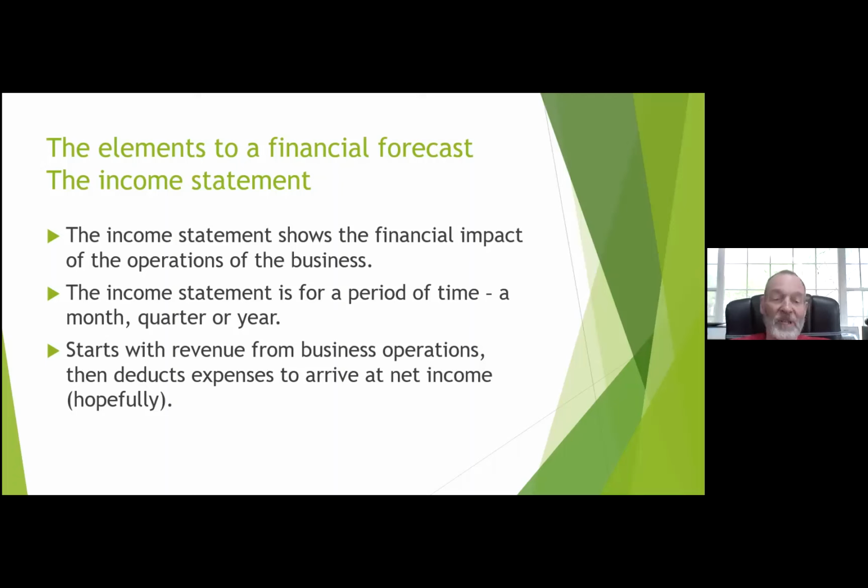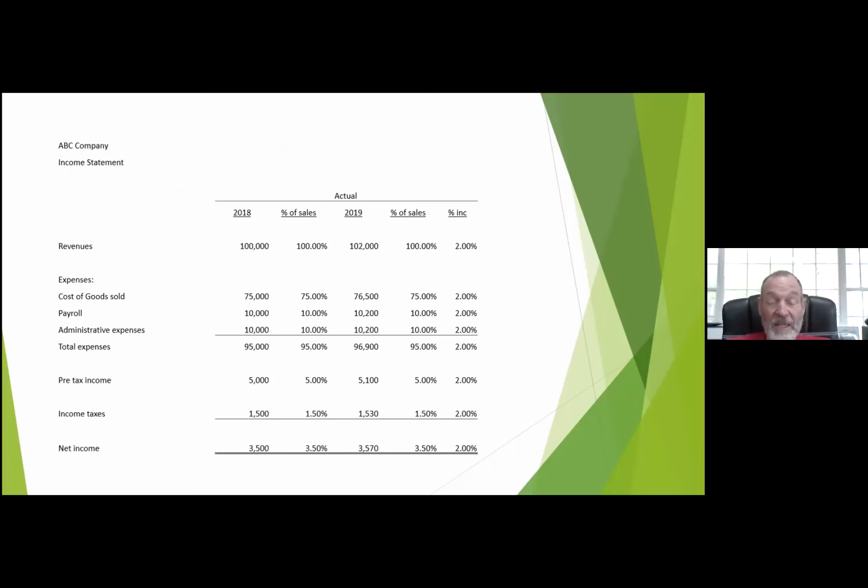So this is all stuff you know, but it starts with the revenue from the business operation, then deducts expenses to arrive at net income, and hopefully that is the case, right? Hopefully you're not spending more than you're earning, because that's a bad spot you don't ever want to be in. An example of an income statement: revenues of 100,000.